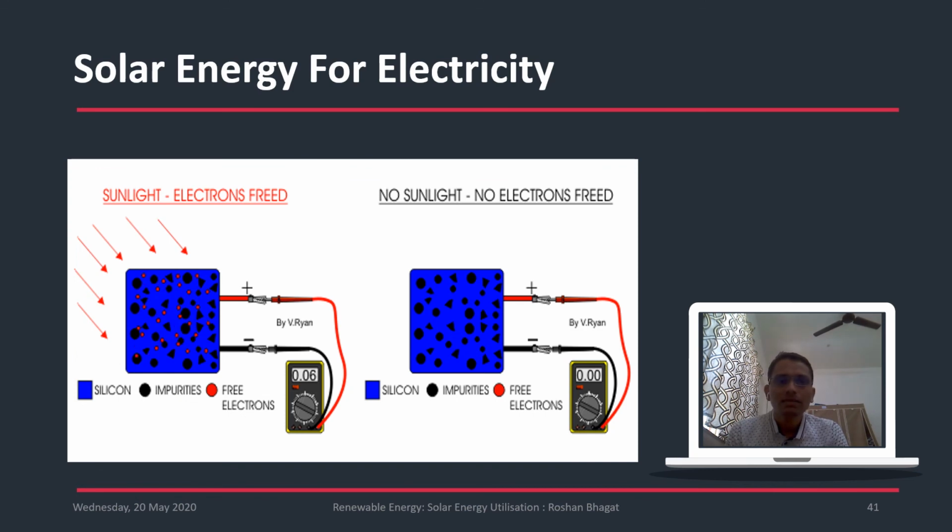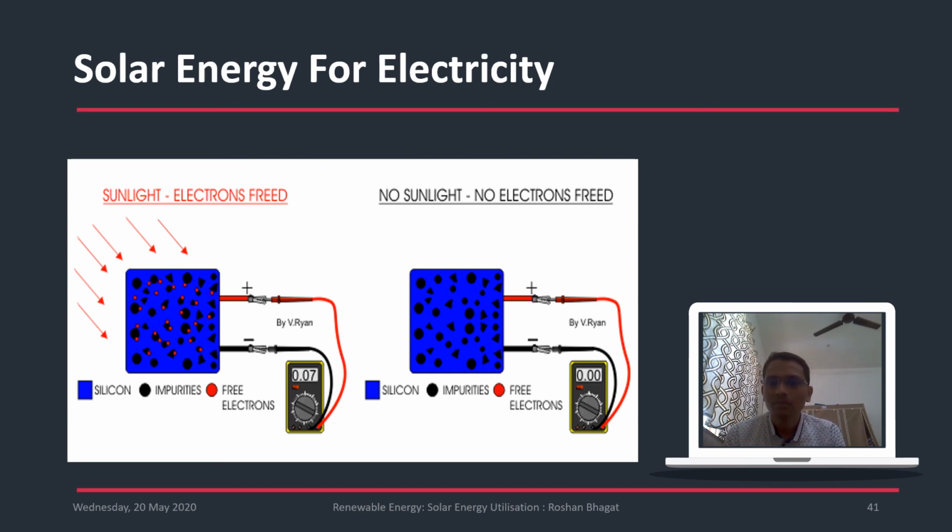Now solar energy for generation of electricity. One of the applications is that solar energy can be used for generation of electricity. Only when sunlight is available can we utilize this solar energy. If cloudy conditions are there, the power output will also be affected. So this is in general what we have seen related to solar energy.